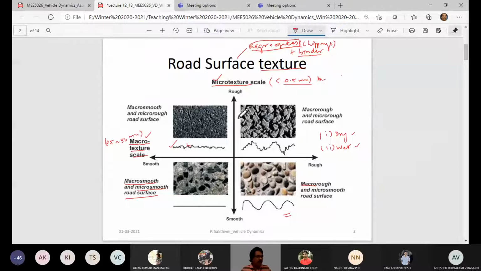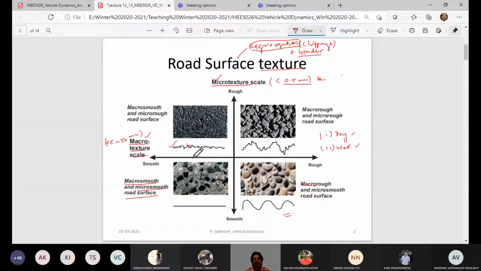So micro texture is related to the roughness. When I say it is related to the roughness of the road surface, I mean the roughness of the aggregates. What is the roughness of these aggregates is what describes the micro texture. The geometrical size of them is what describes the macro texture. That's what you should see.